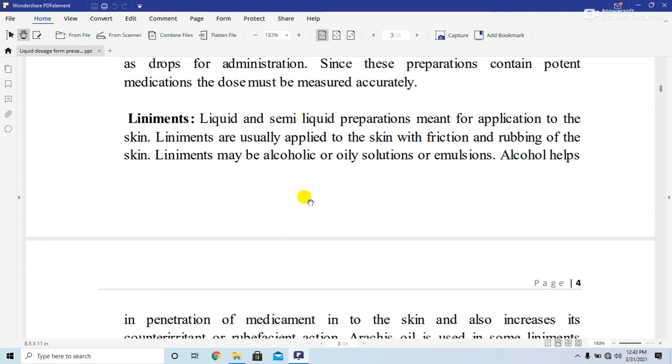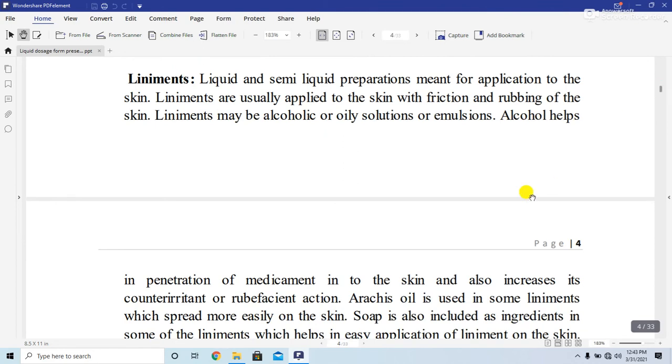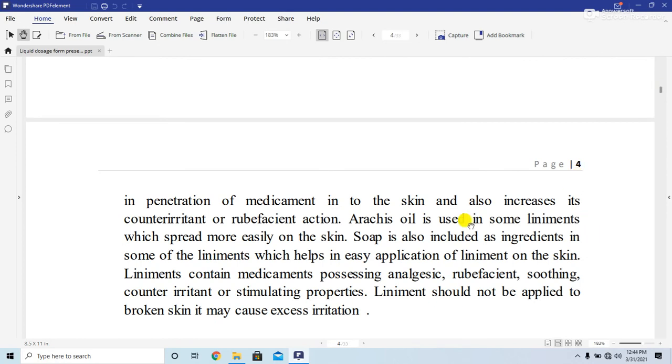Another liquid dosage form is called liniments. Liniments are liquid and semi-liquid preparations meant for application to the skin. They are usually applied with friction and rubbing of the skin. Liniments may be alcoholic, oily solutions, or emulsions. Alcohol helps in penetration of the medicaments into the skin, and it can also increase the counter-irritant or rubefacient actions. For example, arachis oil is used in some liniments, which spread more easily on the skin, and soap is also included as an ingredient in some liniments, which helps in the easy application of the liniments on the skin.